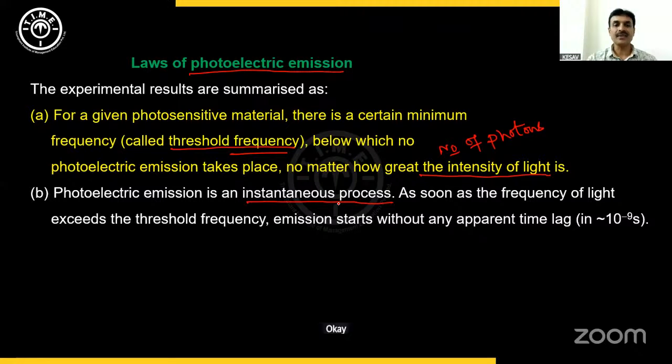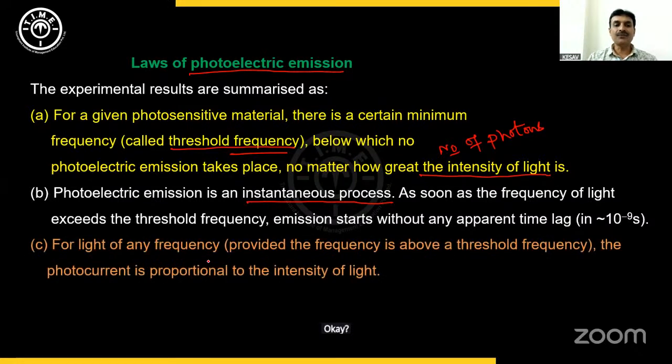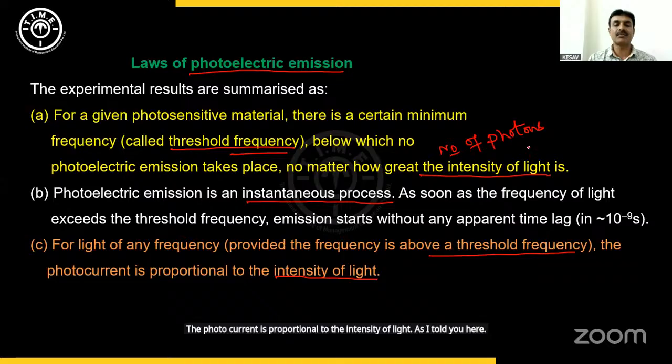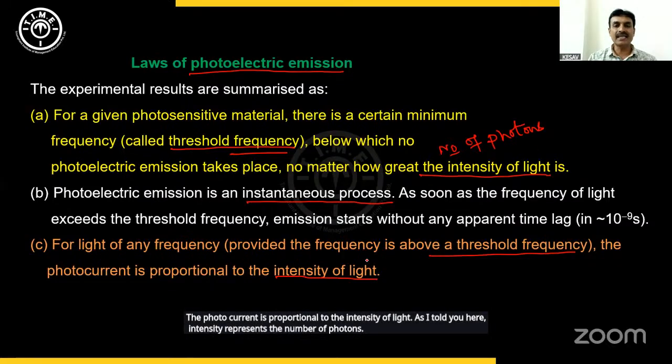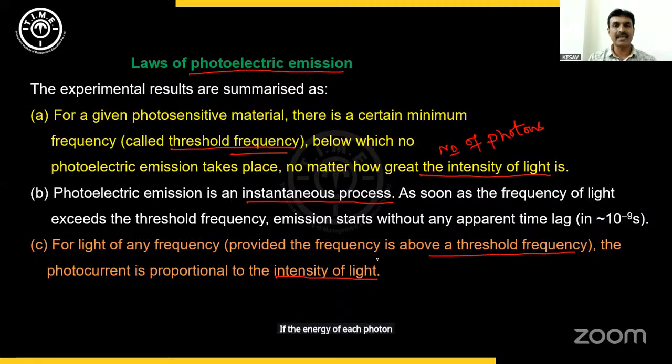Okay? And for light of any frequency, assuming that the frequency is above the threshold value, the photocurrent is proportional to the intensity of light. As I told you here, intensity represents the number of photons. If the energy of each photon is more than the work function of the metal, then more number of photons, that means more intensity, would be able to release more electrons, causing more photoelectric current. That's what is photocurrent.